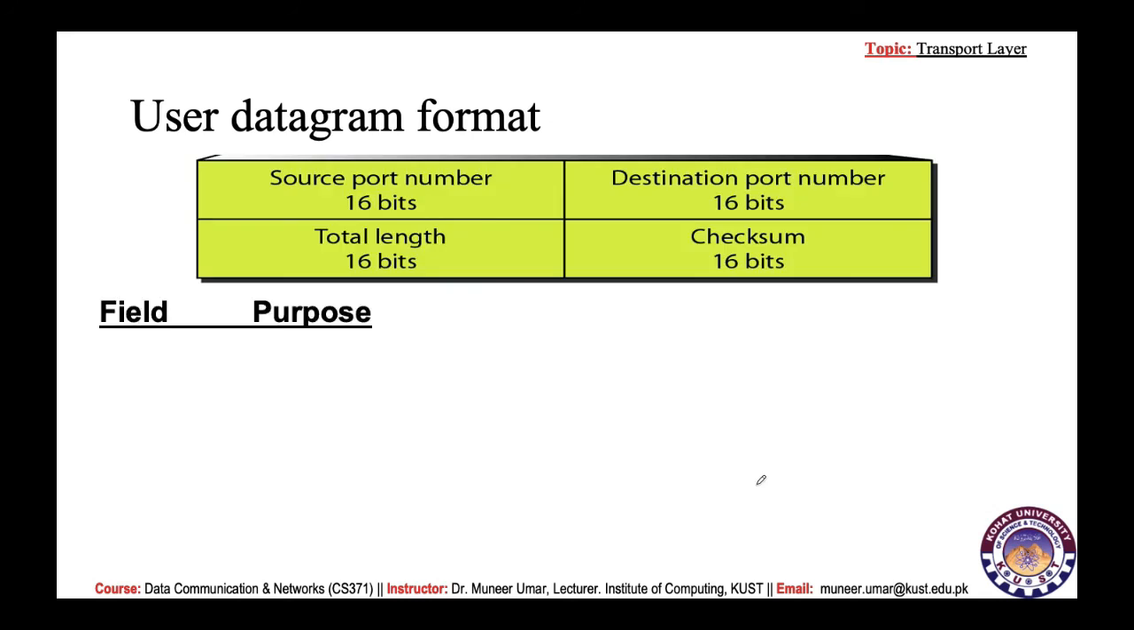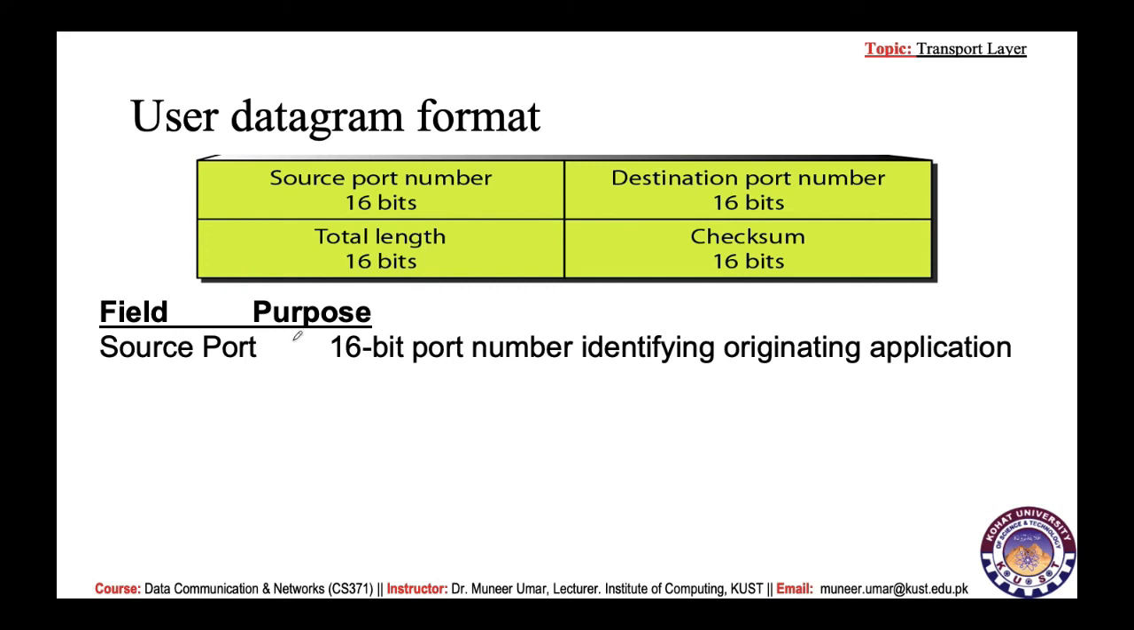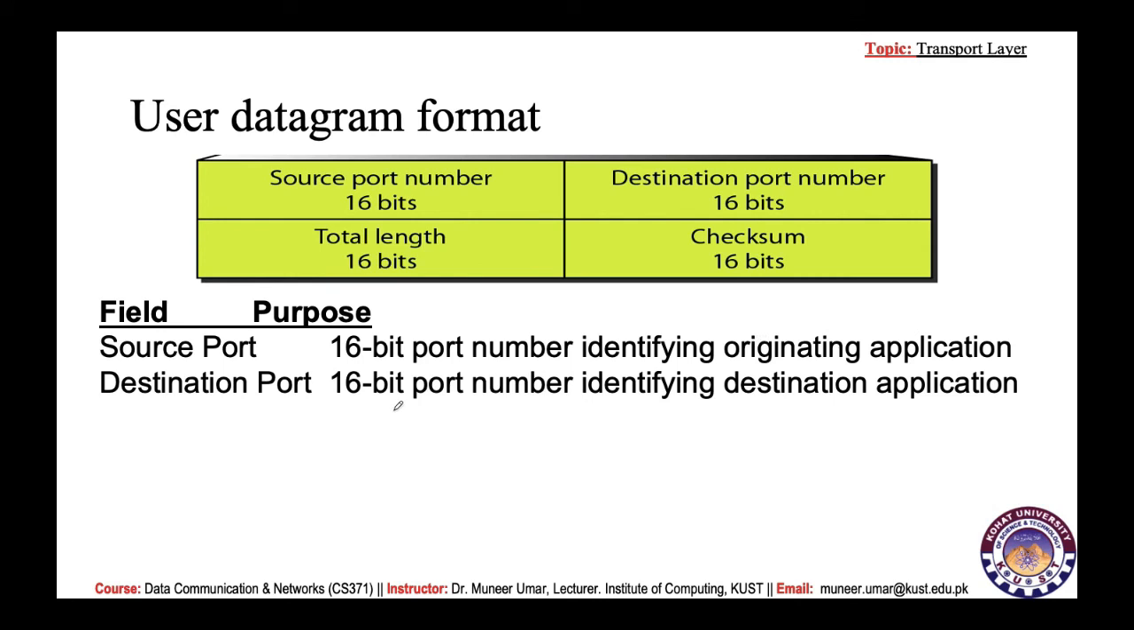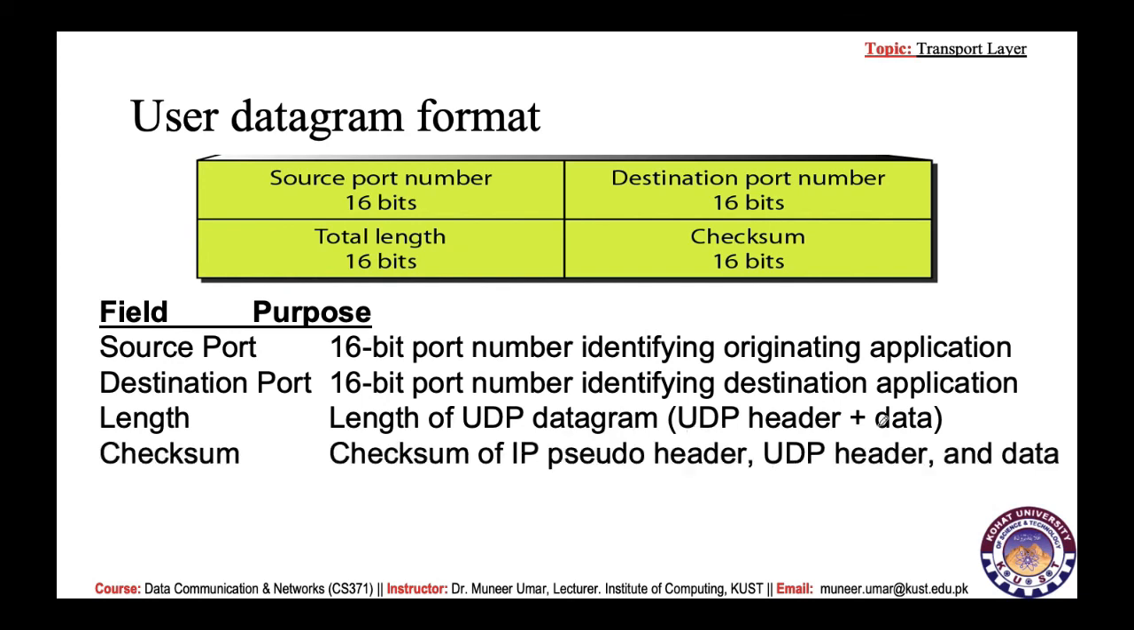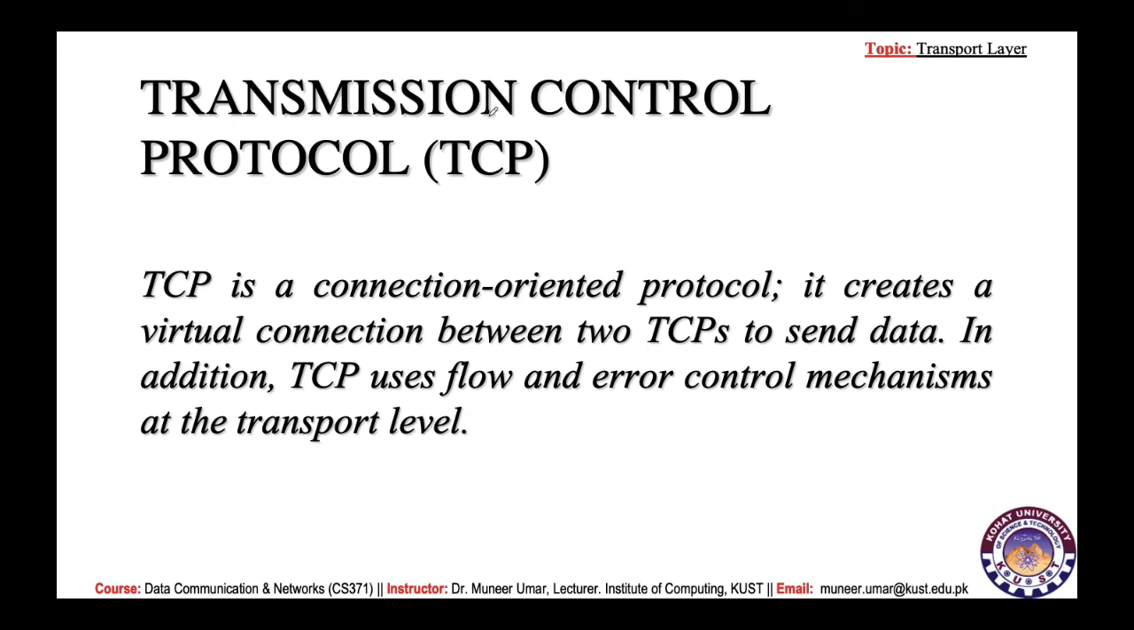So here we have the source port, which identifies the originating application. The destination port identifies the destination application, which is on the destination host. The length of the UDP datagram, that is UDP header plus data, and then the checksum of the IP pseudo header, UDP header, and data, which is used for error detection. Next is TCP, the Transmission Control Protocol.